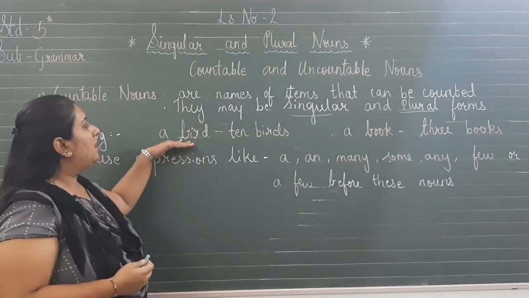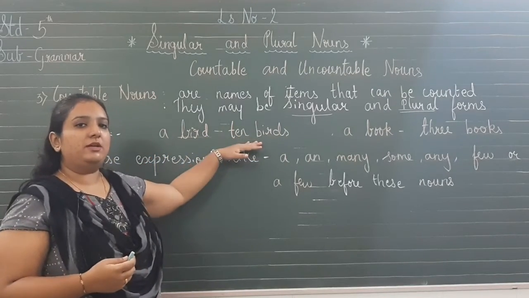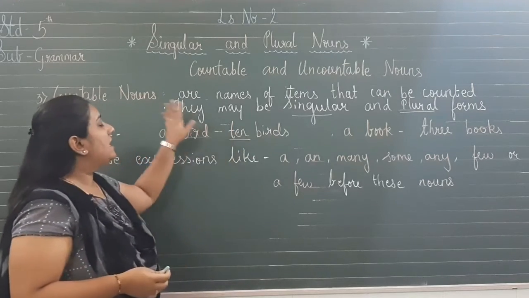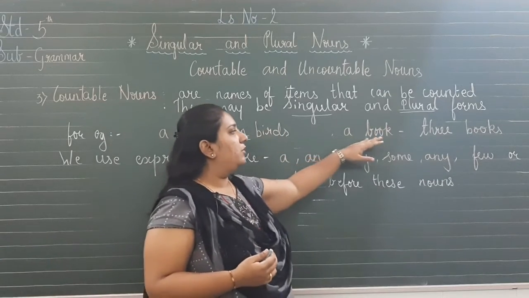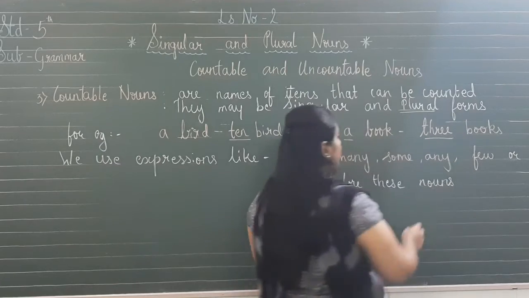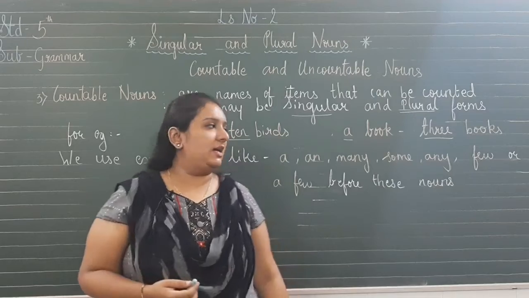For example, a bird. 10 birds. We can count 10 birds. Yes. So here we have written 10 birds. 10 birds comes in countable nouns because we can count. Same way goes with a book. 3 books. We can count 1 book and 3 books. So that is why it is called countable nouns.